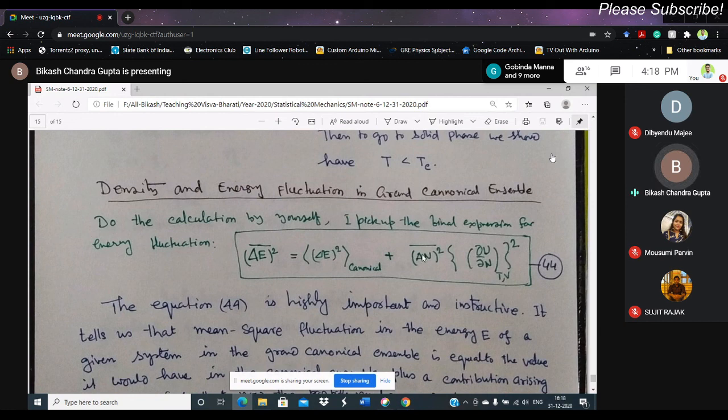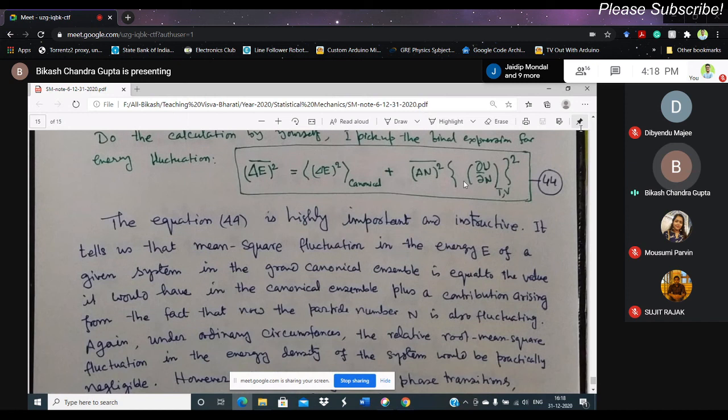Okay, this is the extra term you get in case of the Grand Canonical Ensemble, and this term plays a very crucial role, because in normal conditions, this is small, this is also small. Eventually, the energy fluctuation is pretty small, and therefore everything will be the average quantity, and the fluctuation will be pretty small. However, there are situations where the fluctuation will be pretty large.